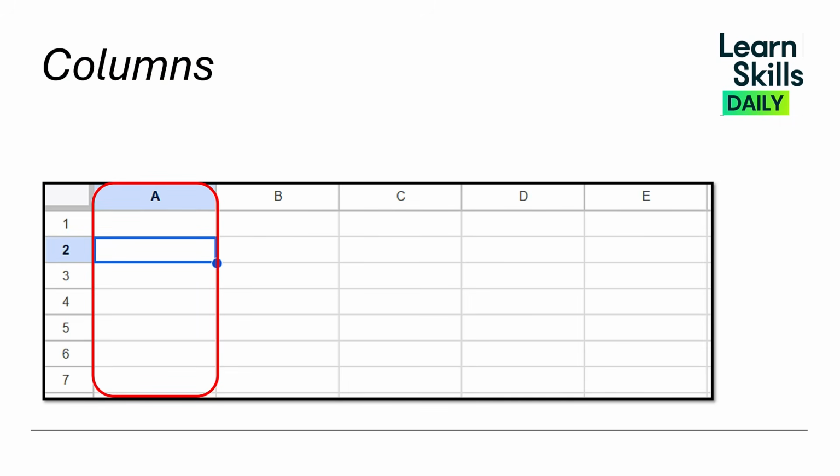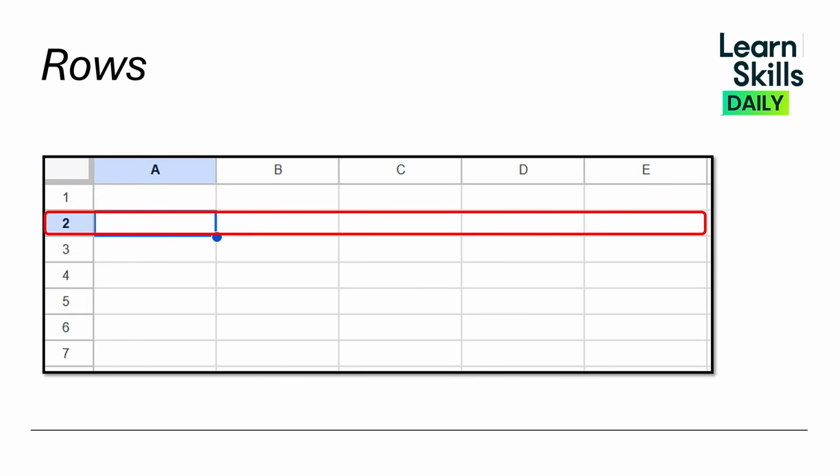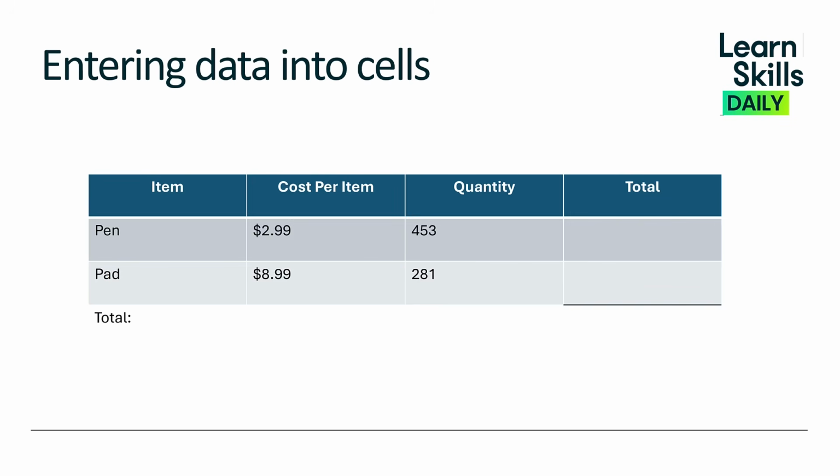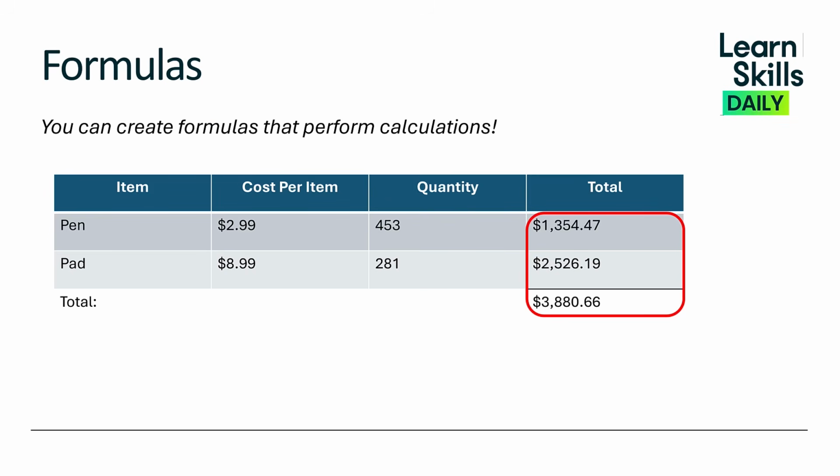A spreadsheet is made up of columns. This is column A. A spreadsheet is made up of rows. This is row 2. The intersection of a column and a row is known as a cell. This is cell A2. You can enter text and numbers into cells on your spreadsheet. You can create formulas that perform calculations.